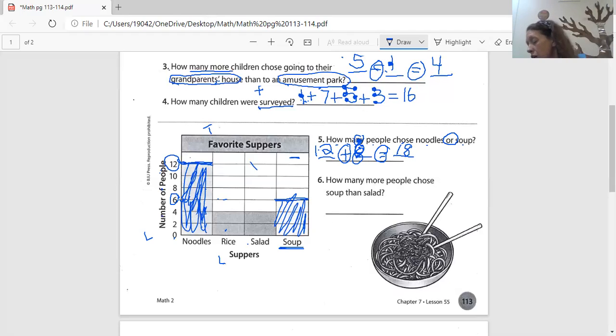Very good. Good job. Get that down. Take a minute to get that down. Remember, if you don't have your work paper, you need to be writing this down on your work paper or on your line paper.